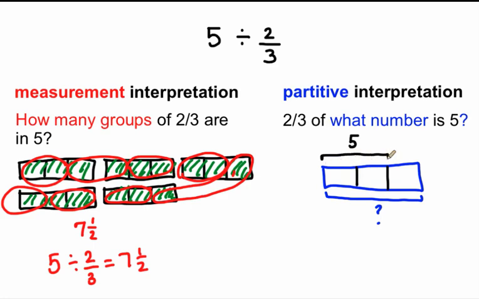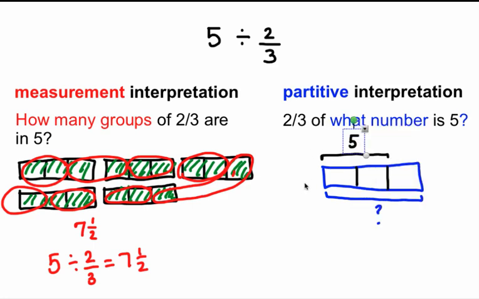So 2/3 of the whole number that I don't know yet is 5. So that's what this is. So now I think back to what I know about this model. And if I look at this model, there are two of these smaller parts that are making up 5. So 5 is being divided amongst two equal parts. But if I want to find out what one of these parts is, I'm finding what 1/2 of 5 is.